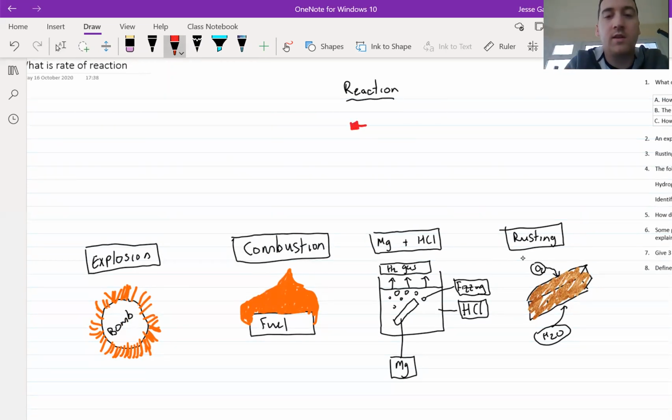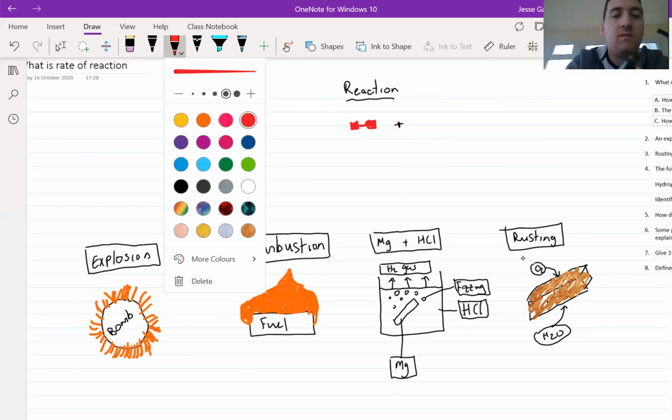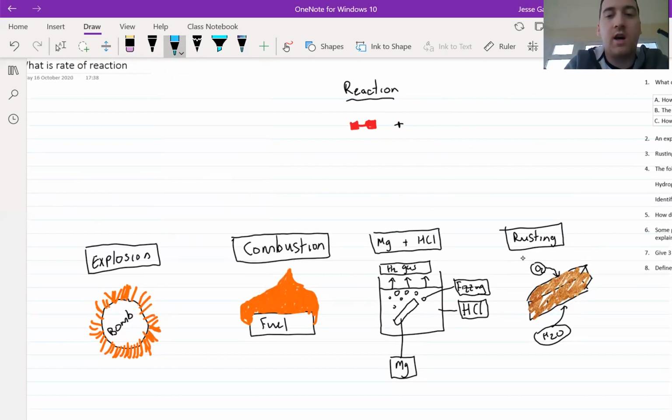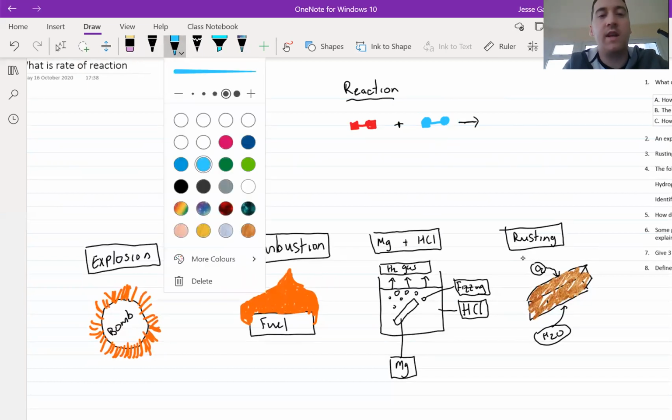So for instance, this could be the iron from below, and I'm adding to it another material. So this could be the oxygen from the air. This is a different material. I know that because it's a different color and a different shape. And if they're going to react, I'm going to show an arrow to show a reaction is happening. They're going to form something different at the end.